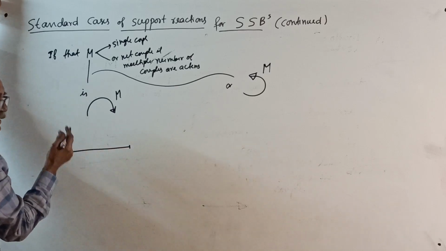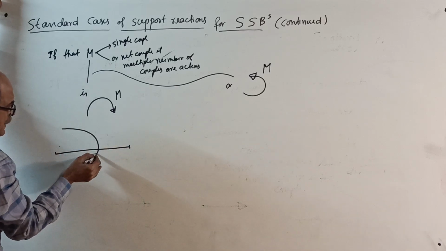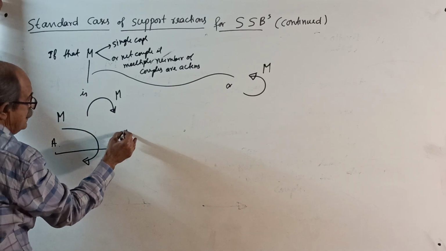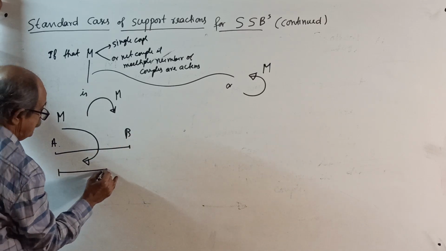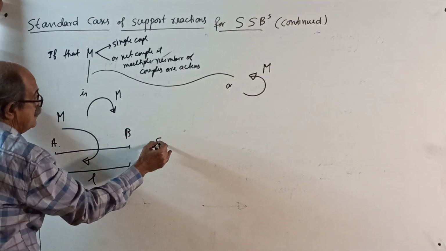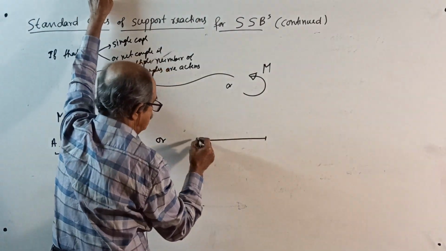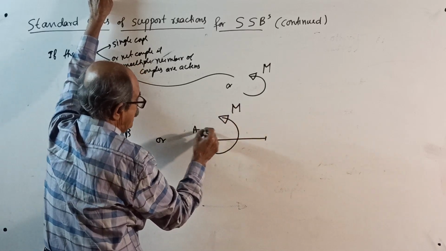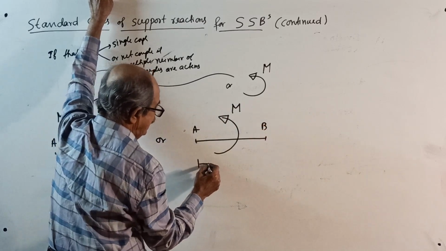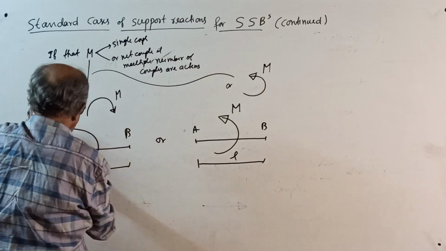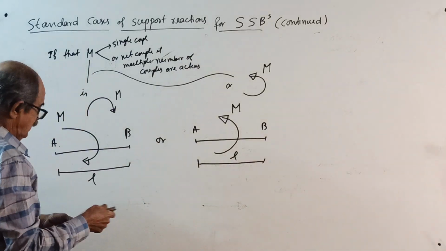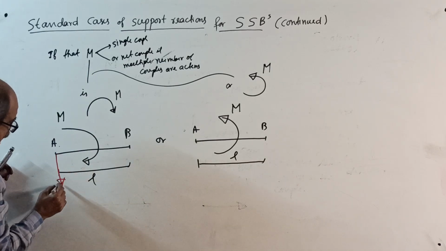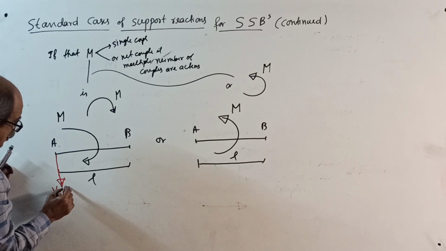Now first, if clockwise, I can show the couple. I will close my eyes and simply randomly apply the couple, net couple M, on AB, simply supported. Or randomly M on AB, couple anti-clockwise, simply supported. I am not bothered where the couple distance is. The reaction will be here. On this side VA will be down, M by L.